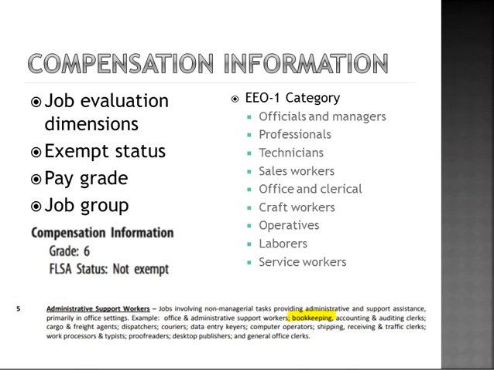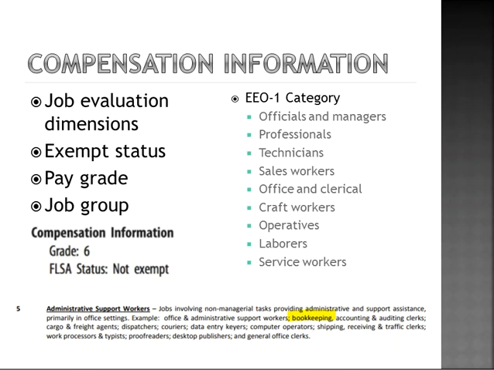Here we have job evaluation dimensions. So discussing the compensation, what category the job is probably going to be in, whether or not it's going to be exempt status or not, its pay grade, its job group, okay? And so what we see here for compensation information, we have listed a grade 6, the FLSA, which is the Fair Labor Standards Act, okay, is non-exempt.